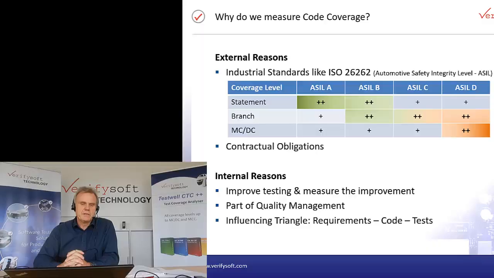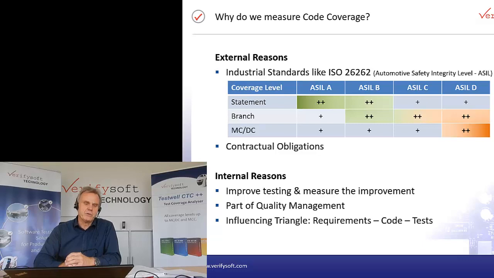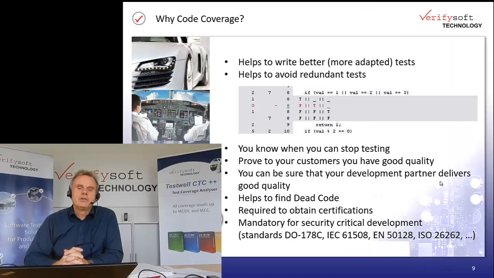And we have a lot of customers which have no need to fulfill industrial standards, but they only want to deliver quality, which is also very important. When you deliver something and it doesn't work, it will be very expensive afterwards. So this is to avoid this. So now, why does code coverage help to write better, more adapted tests?